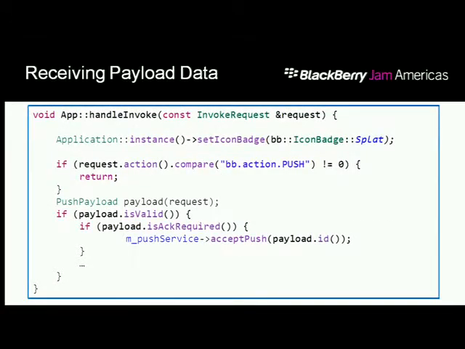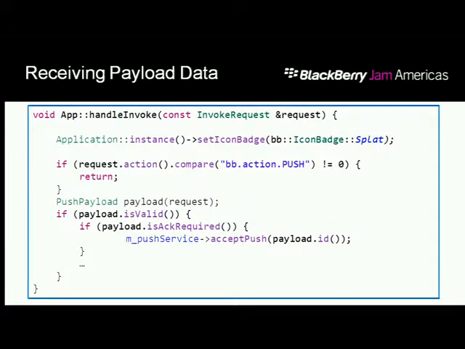So in this method, we get our invoke request object passed in. In this particular instance, I'm setting the icon badge on the application. I just do this myself. I'm going to show you some other tricks on how to do that and have the system handle it automatically. But in this case, I'm setting a splat on my icon so that it displays and the user knows, without actually notifying using the notification system, it'll just put a splat on the icon and let the user know that's the application that just got data.